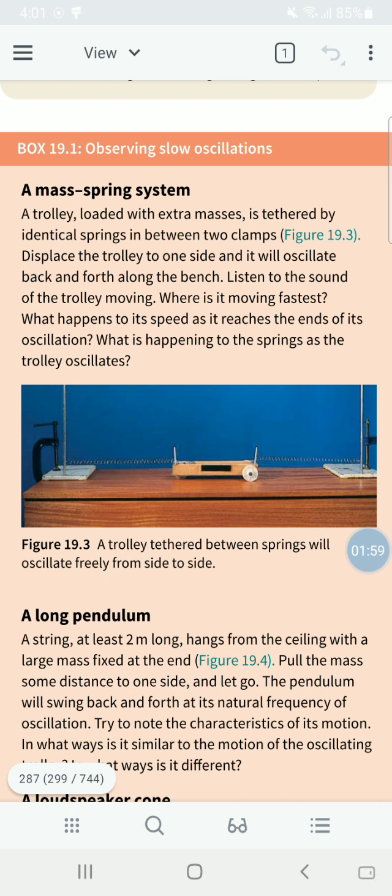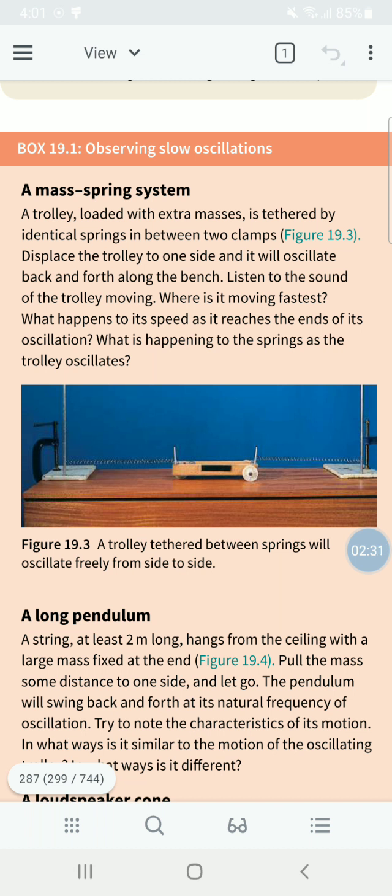If you pull this trolley to one side and release it, it will oscillate back and forth along the bench. Then you will be able to see the characteristics in this. They are asking where it is moving fastest. You will see that it travels the fastest right in the middle. That is when it is passing the midpoint.